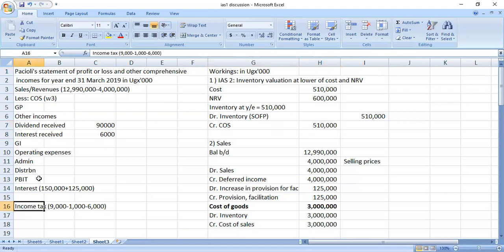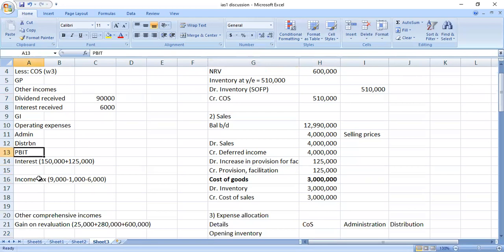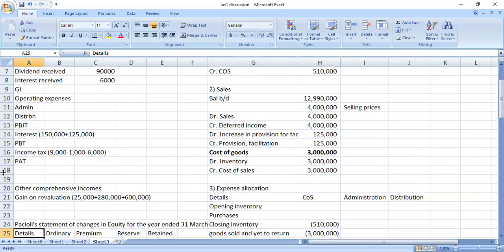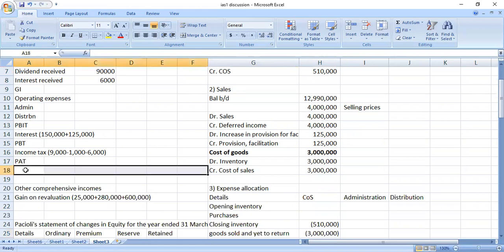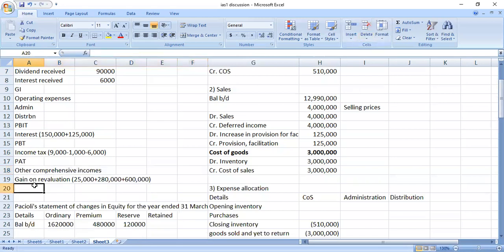So back to this. Profit before interest and tax. Then you put interest, then you get profit before tax. Then you deduct the tax, then you get the profit for the year or after tax. Then to profit after tax, you add other incomes, and then you get total comprehensive income.